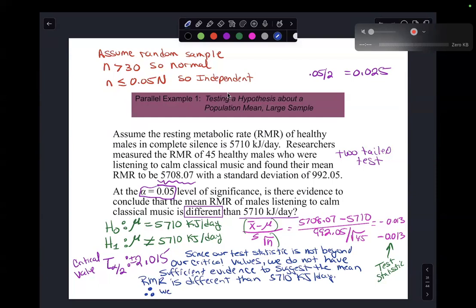Therefore, we failed to reject the null hypothesis. There we go. Since our test statistic is not beyond our critical values, we do not have sufficient evidence to suggest the mean RMR is different than 5710 kilojoules per day. Therefore, we fail to reject the null hypothesis. So this is what I want to see in your work, unless you use the calculator function, which I'm going to get to in a second.